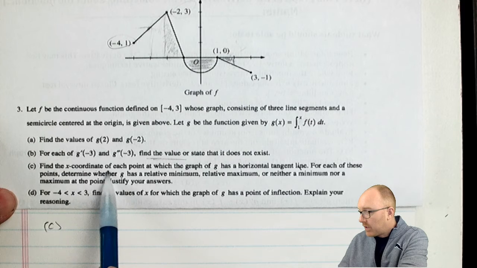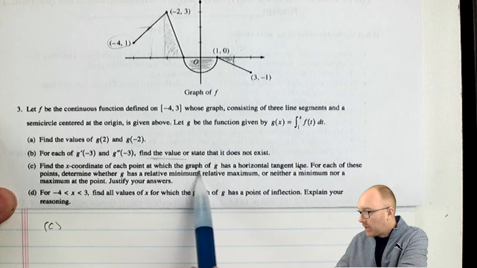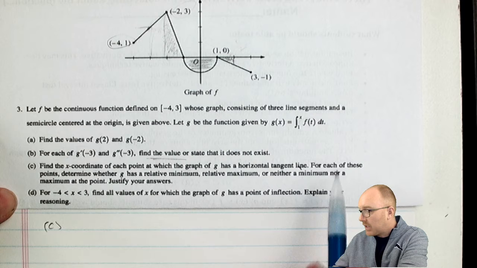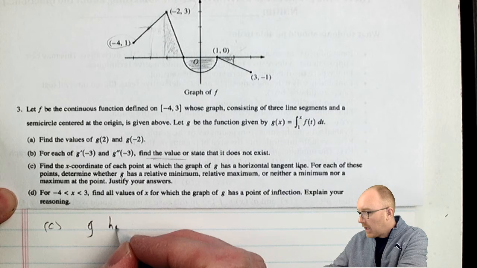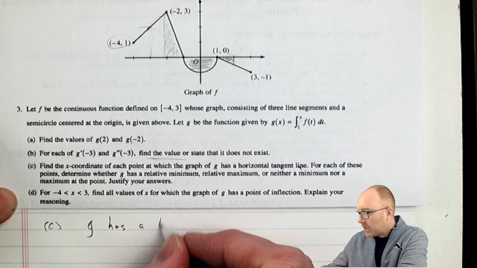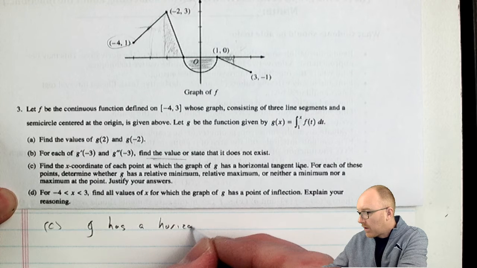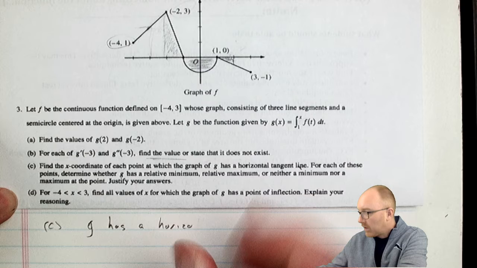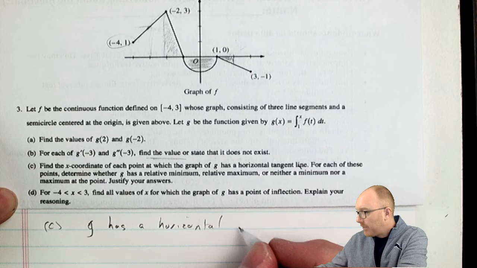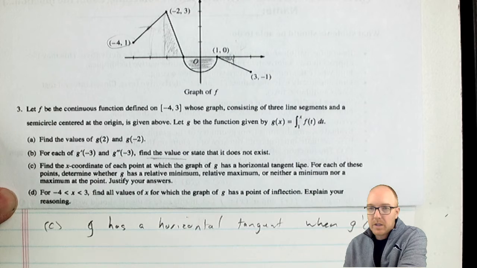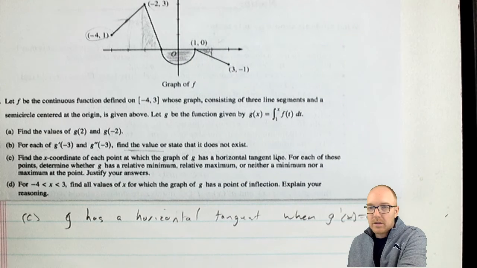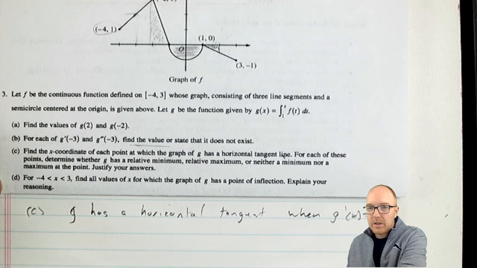Part C: Find the x coordinate of each point at which the graph G has a horizontal tangent line. Horizontal tangent line. I would say G has a horizontal tangent line when G prime equals 0.